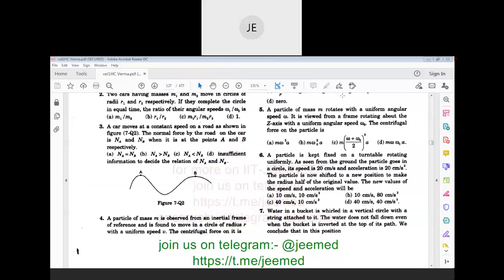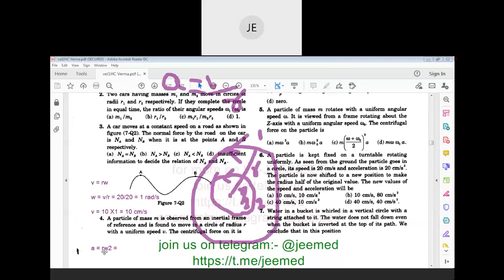Sir, can you explain how a will come, sir? a is the r omega square formula. R is reduced to 10, so 10 into omega is 1, 10 into 1 square, 10 only. Okay? Is it okay?